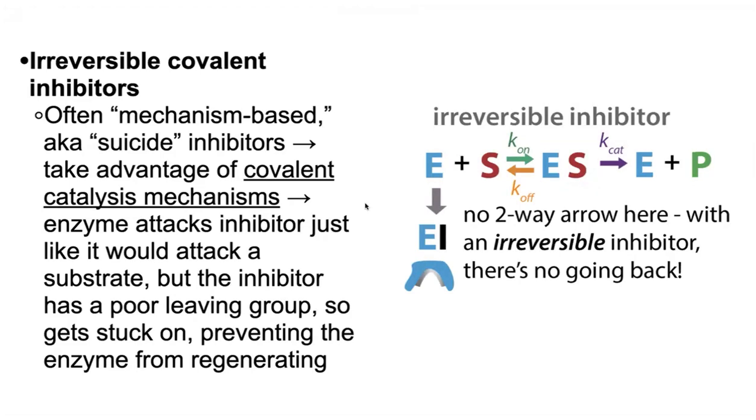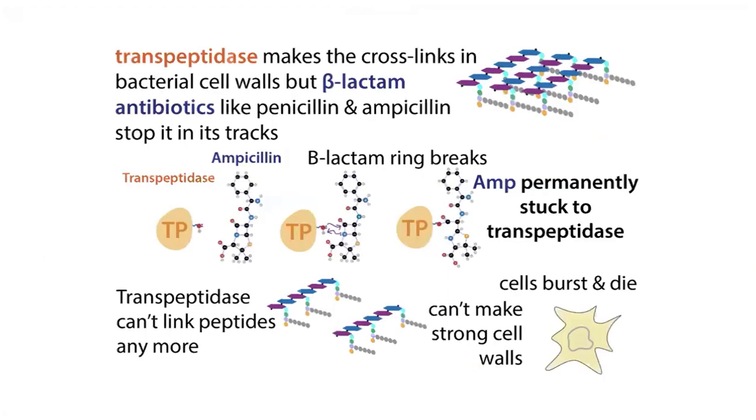And then remember, we have our irreversible covalent inhibitors, where they're going to bind and basically trick the enzyme into thinking that they're substrate and attacking it. So this is typically when we have one of those mechanisms where the enzyme is actually forming a covalent link. So it has a covalent catalysis mechanism, and therefore it normally forms a temporary link with the substrate. But in this case, it's going to form a permanent link with the inhibitor because basically the inhibitor is going to be a worse leaving group. And so it's going to get stuck on there, preventing the enzyme from regenerating. And a classic example of that is going to be your ampicillin and your other beta-lactam antibiotics.